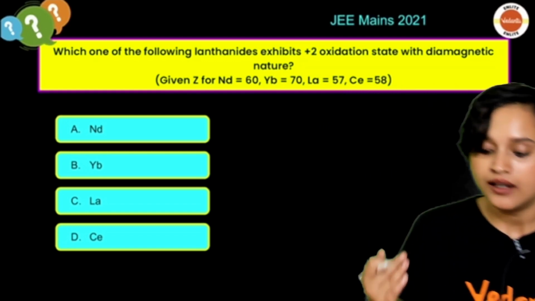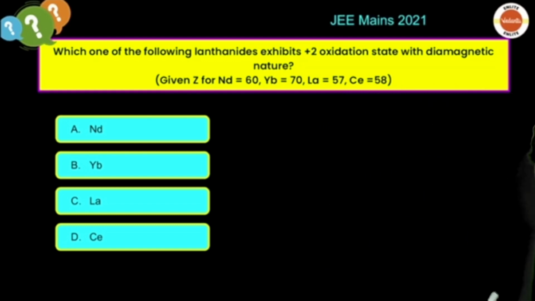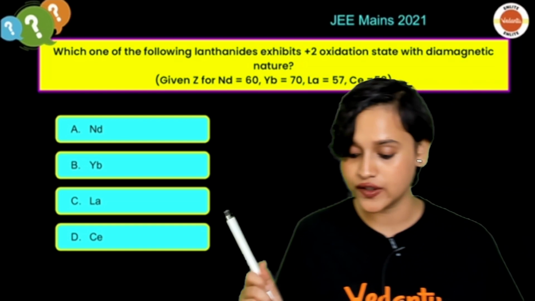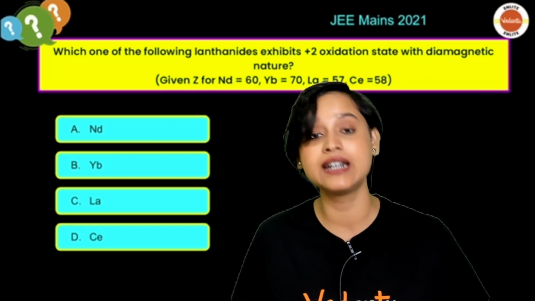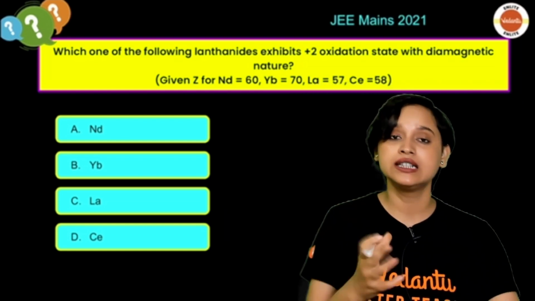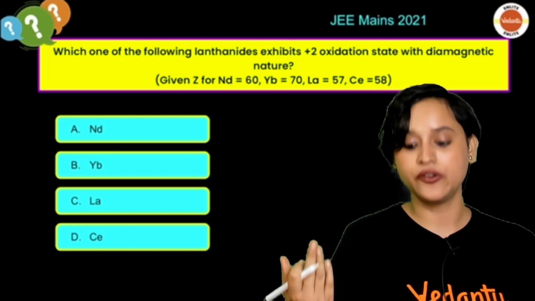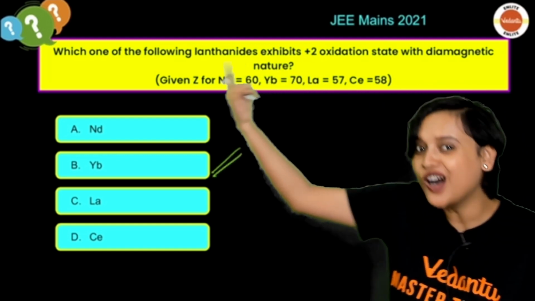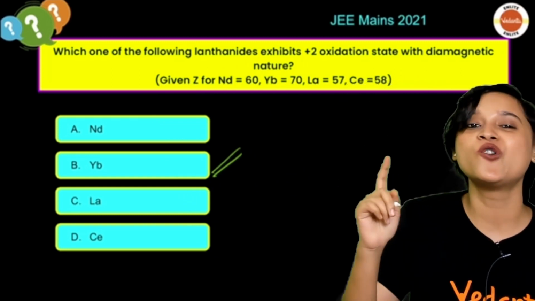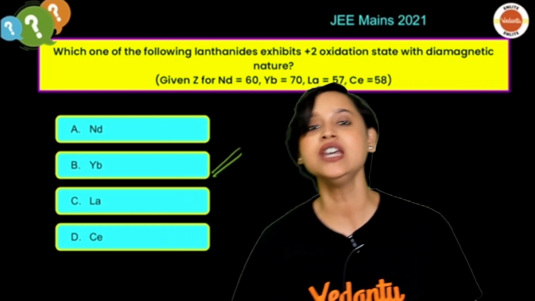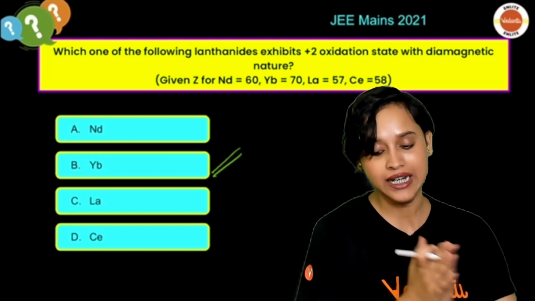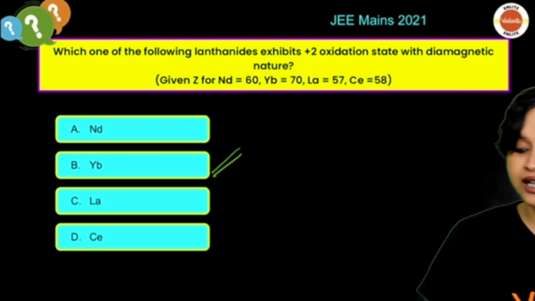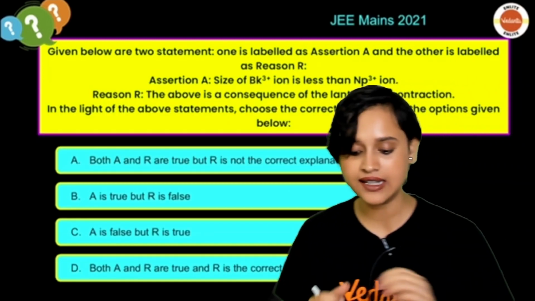Next question. Which one of the following lanthanides exhibits +2 oxidation state with diamagnetic nature? Diamagnetic means either there should be 0 unpaired electrons or it has to be fully filled. We know that ytterbium at +2 oxidation state will show you 4f14, so there will be 14 electrons, which is why ytterbium will be diamagnetic in nature.